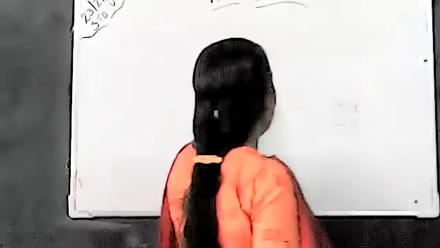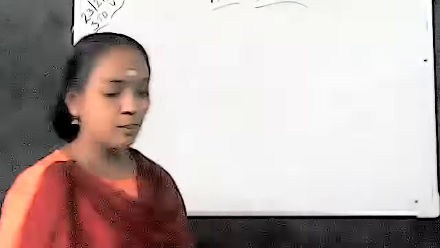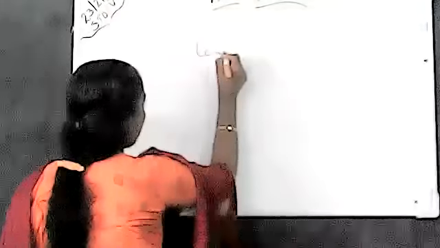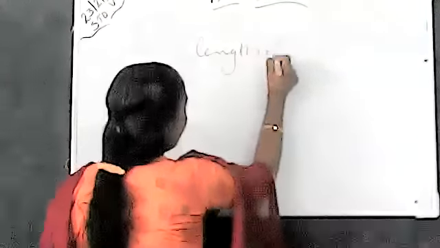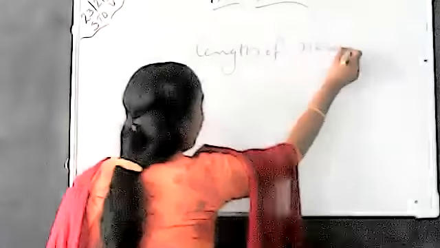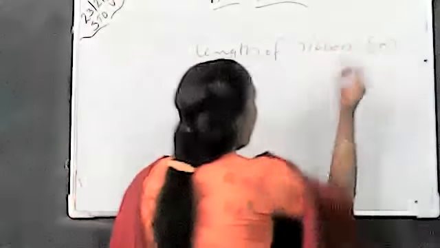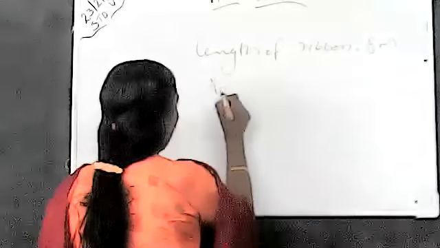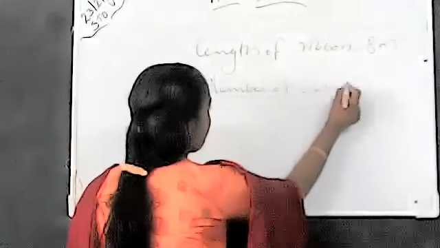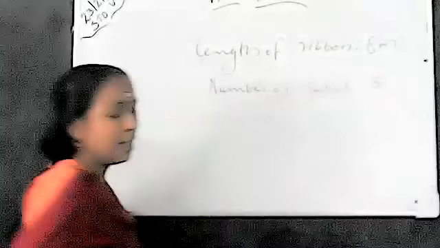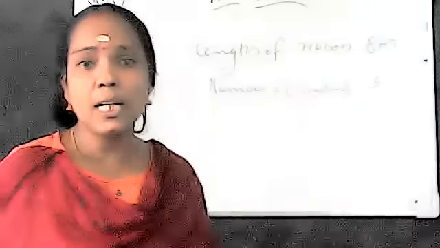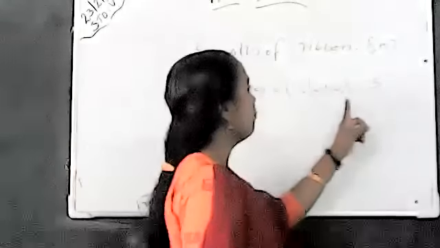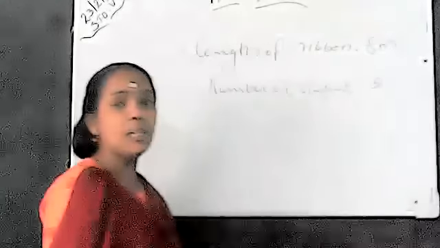8 meter ribbon. What is the length of the ribbon? Length of the ribbon is equal to 8 meter. It is divided equally among the number of children. Number of students, how many? 5. Number of students is 5. Length of the ribbon is equal to 8 meter, and we divide it among 5 children.